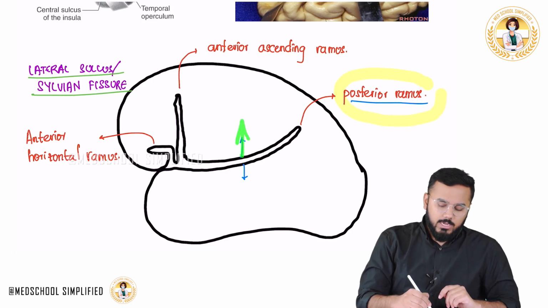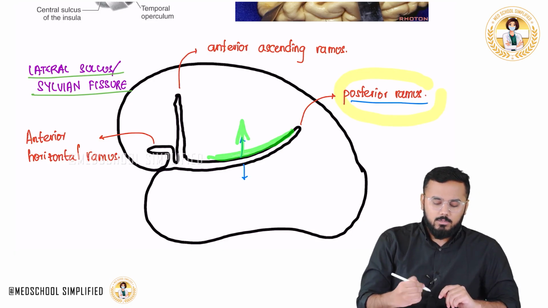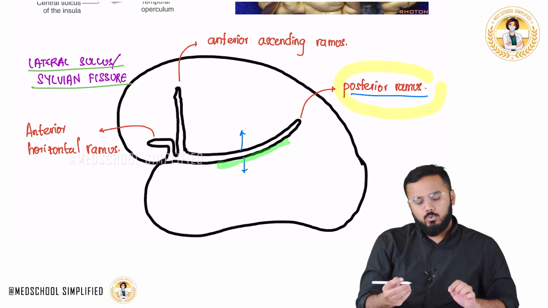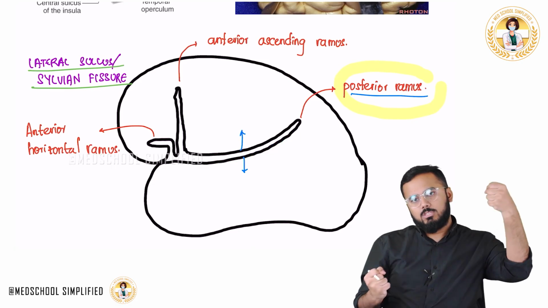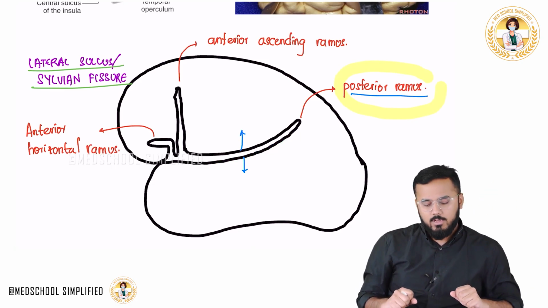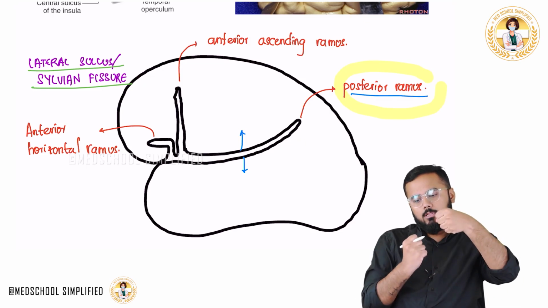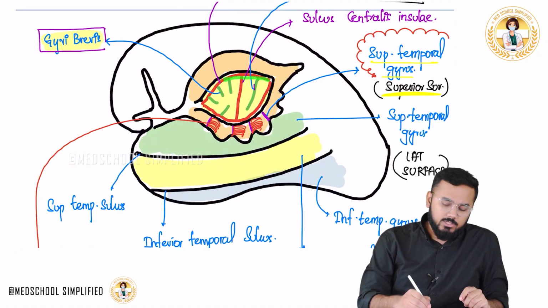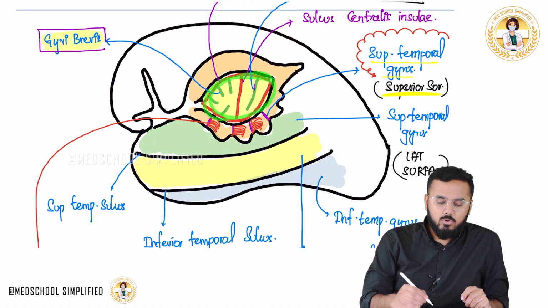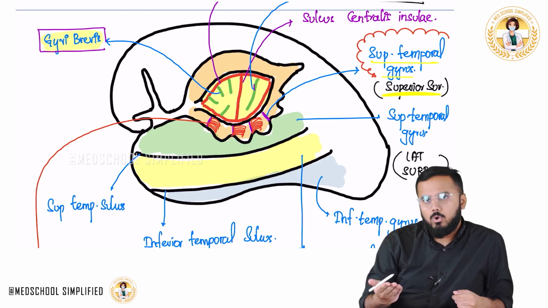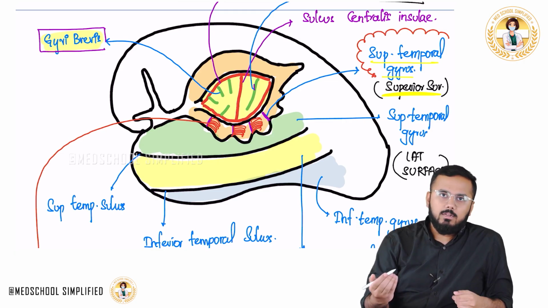One wall which is facing upwards is called the upper wall, and this one is called the lower wall. So what you need to do is stretch these two walls. When you stretch the upper wall and the lower wall, what will happen? Hiding inside, there is a structure which is buried here. This is called the insula. Where is the insula present? The insula is present on the floor of the posterior ramus of the lateral sulcus.